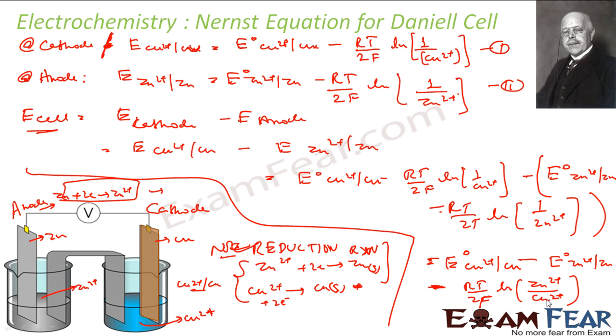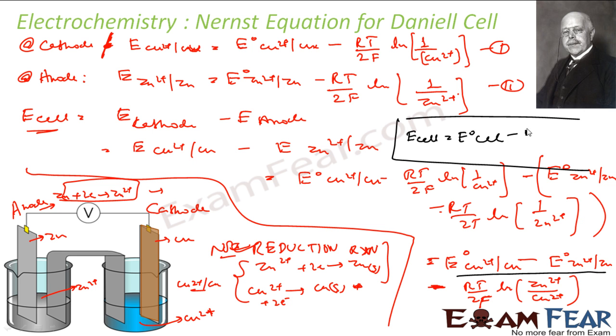This is only for the Daniell cell. So the final equation we got here is E cell equals E naught cell minus RT by 2F ln of Zn2+ by Cu2+. That is my Nernst equation, and it gives a very good picture. It says that the electrode potential or EMF of a cell at any concentration is the standard EMF of the cell minus RT by 2F ln of the zinc and copper concentrations.